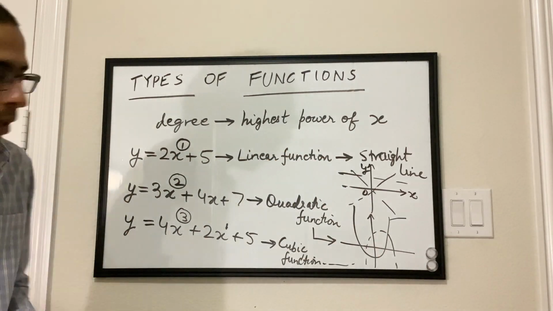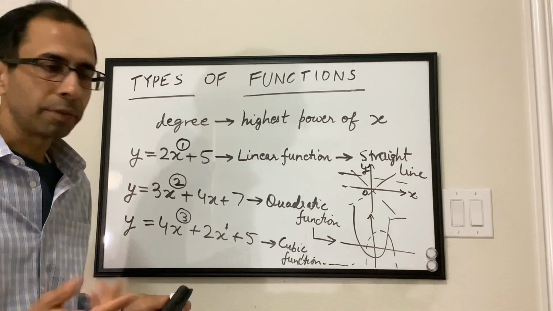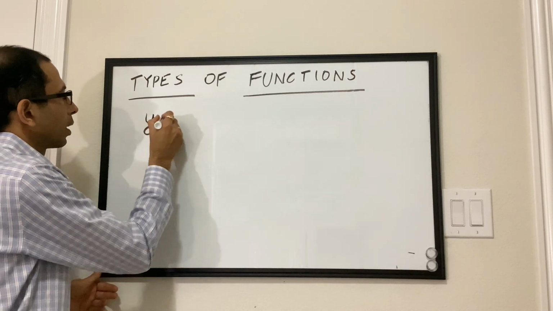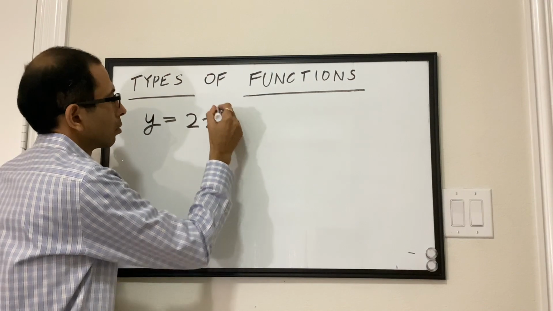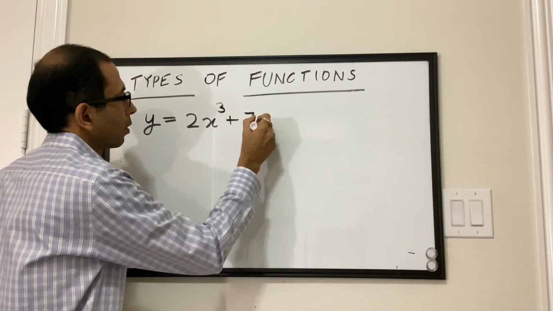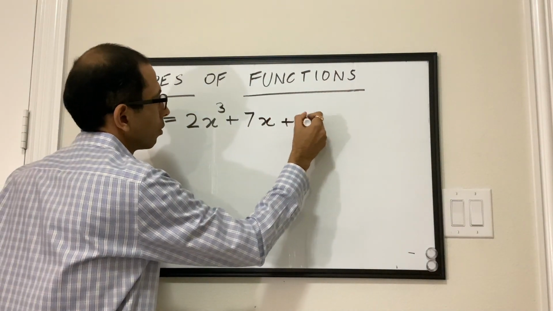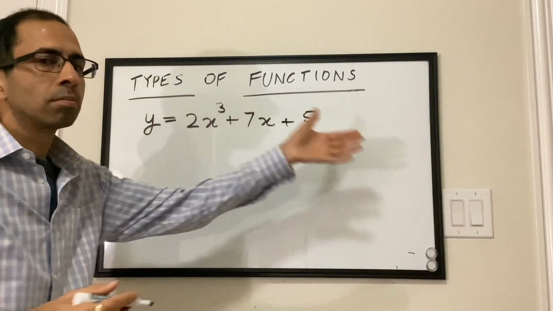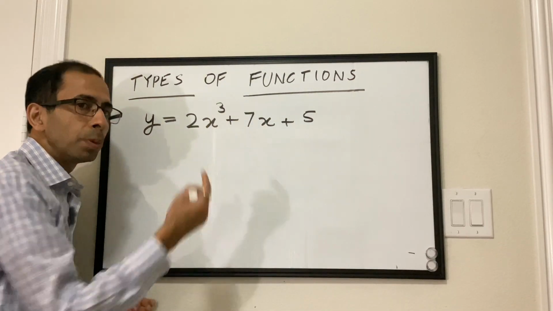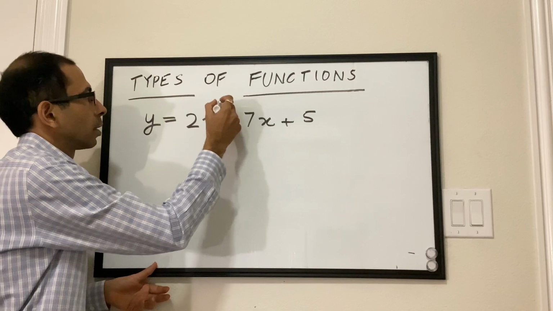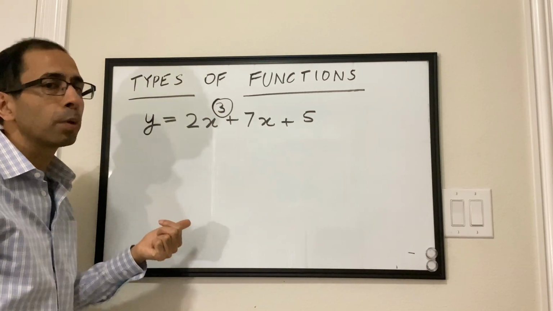Now, let's talk about how we plot any function on an xy graph. Let's say you have a function, 2x cubed plus 7x plus 5. Somebody says, plot this function on a graph. We all know that it's a cubic function because we just saw, right? The highest power is 3, so it's a cubic function, the degree is 3. But how do we plot it?